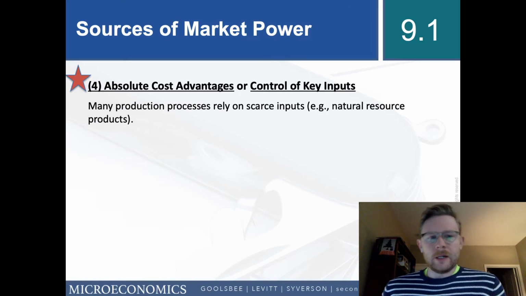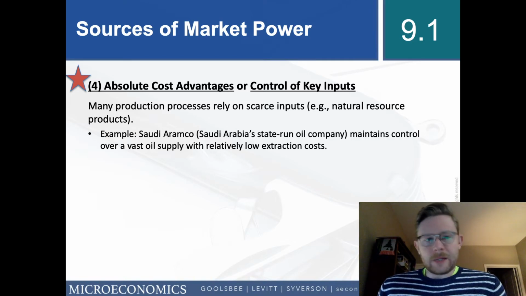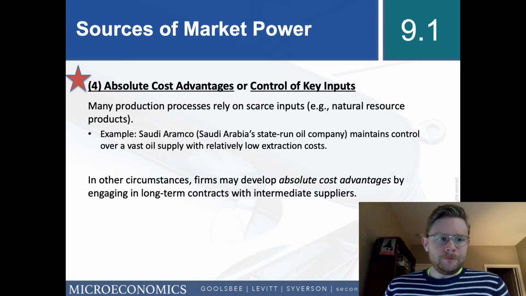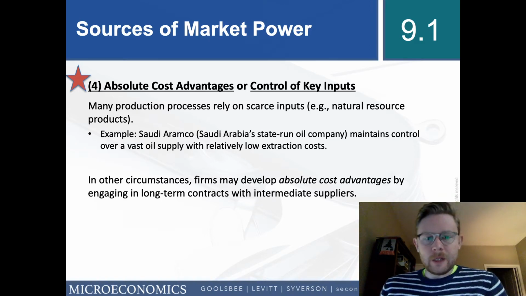The fourth one is absolute cost advantages or controls of key inputs. A lot of production processes rely on scarce inputs, for example, natural resources. In the oil market, Saudi Aramco, which is Saudi Arabia's state-run oil company, has exclusive rights to a huge amount of oil in the ground because it's in Saudi Arabian territory. Because of that, they have relatively low extraction costs because they're not paying anyone for access to the oil in the ground. In other circumstances, firms may develop absolute cost advantages by engaging in long term contracts.